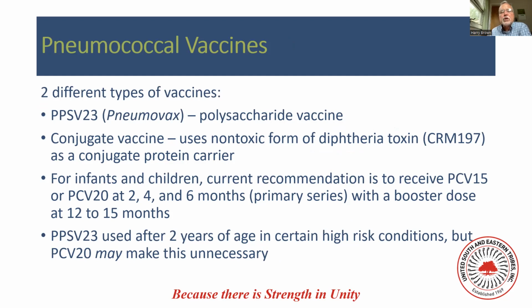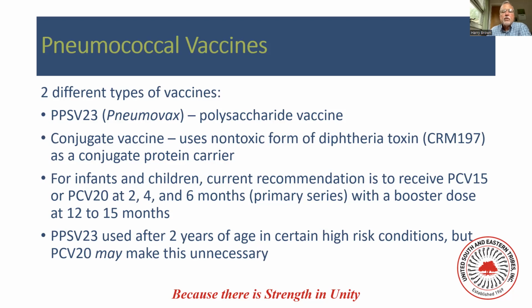So the original polysaccharide vaccine is pretty good, but it's not as good as the more modern conjugate vaccines that use a non-toxic form of diphtheria toxin as the protein carrier. The original conjugate vaccine was PCV7. It was only good against 7 rather than 23 strains. But then they came out with PCV13. 7 and 13 aren't used anymore. There's now 15, and just recently PCV20 came out.